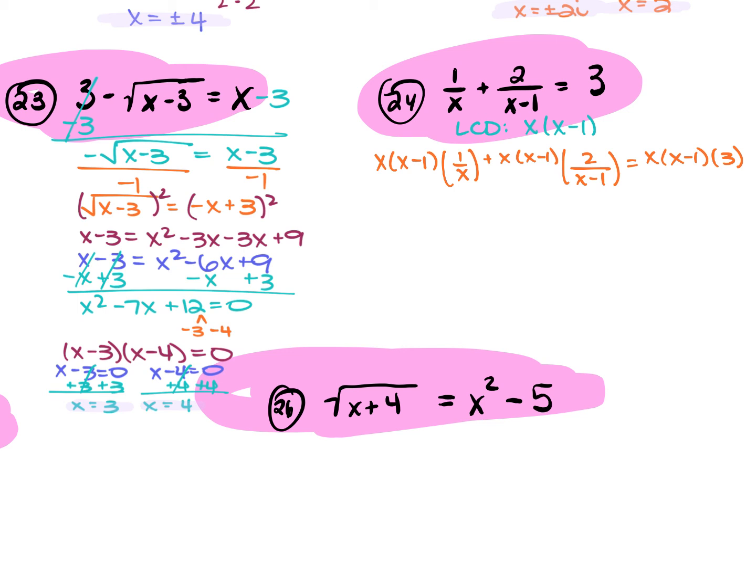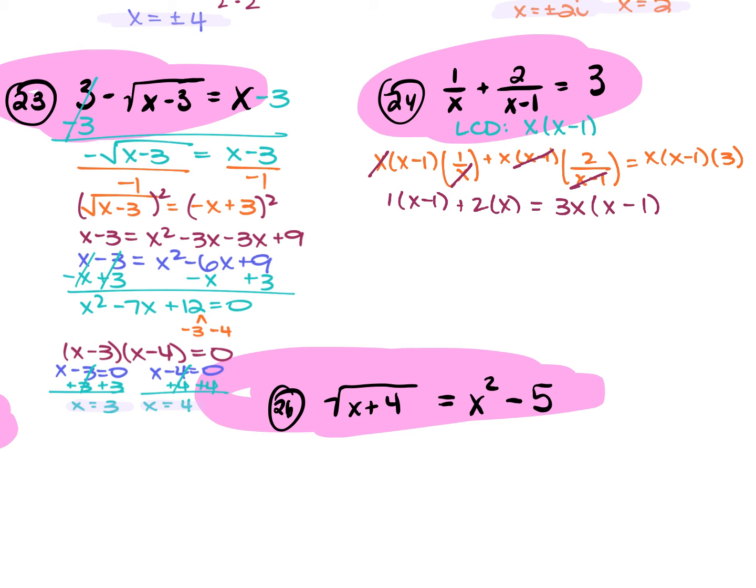For the x times x minus 1 times 1 over x, what is the same that can cancel out? The x on the denominator and the x by itself here. So it's just 1 times x minus 1. For the x times x minus 1 times 2 over x minus 1, what is the same that can cancel out? The x minus 1s. So that's just x times 2 or 2 times x. Then you have x times x minus 1 times 3. If you want to multiply the x and the 3 first, you get 3x, and you still have to multiply that by the x minus 1.